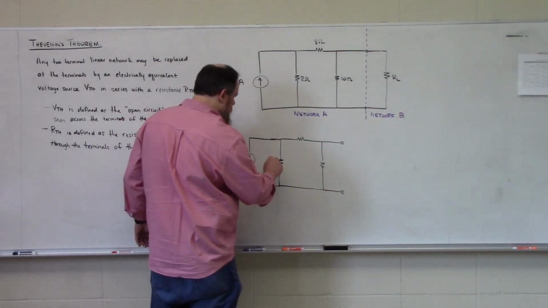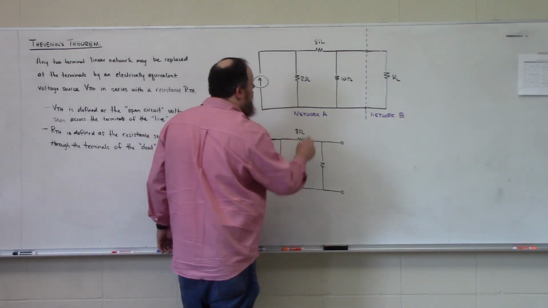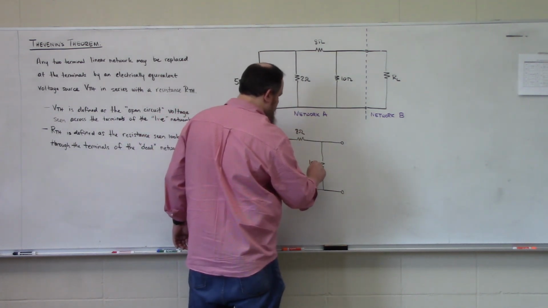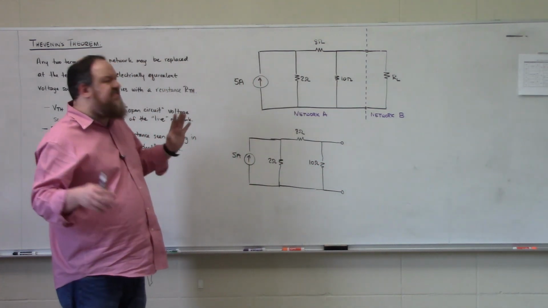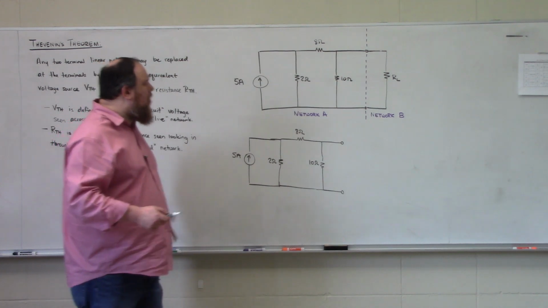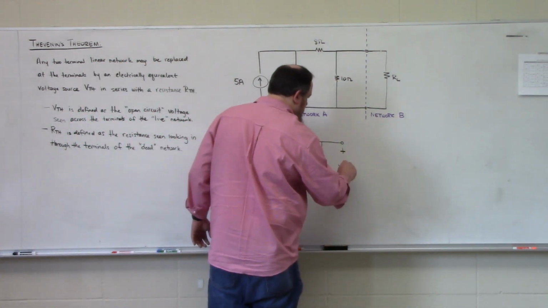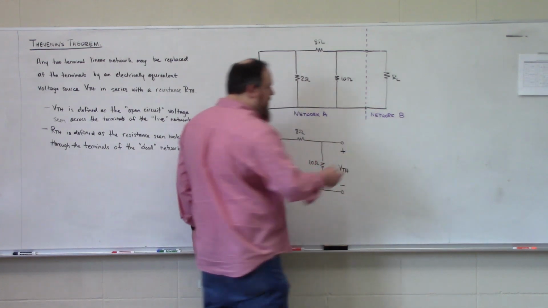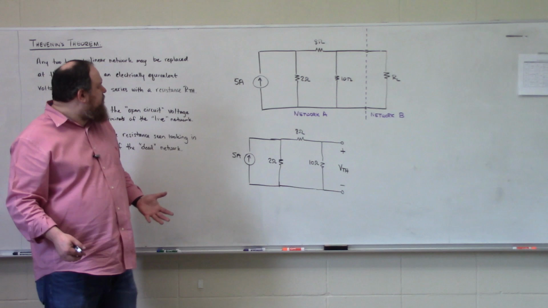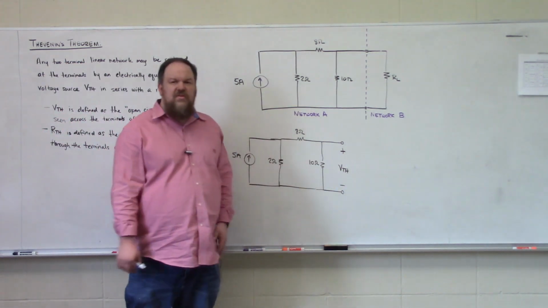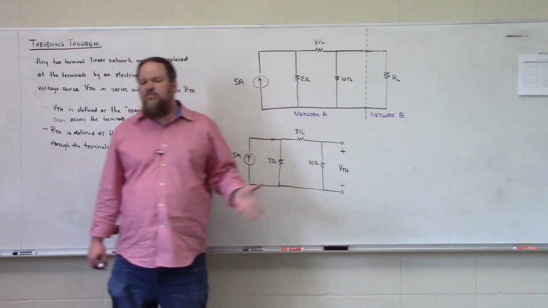2 ohms, 8 ohms, and here is our 10 ohm resistor. Okay. So I've redrawn network A entirely, disconnected it from network B. Our open circuit voltage is the voltage seen between this pair of open circuit terminals. That's all that means. So the open circuit voltage, or the Thevenin voltage in this case, is just the voltage drop over the 10 ohm resistor.